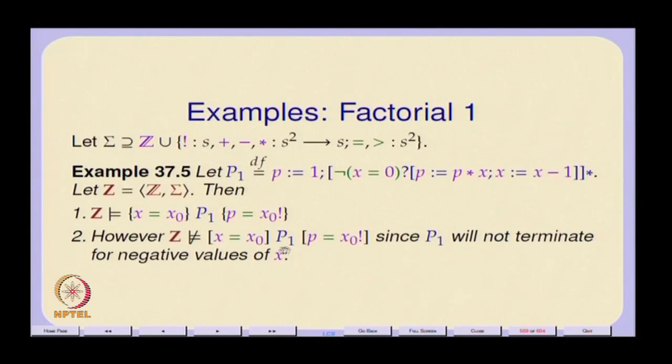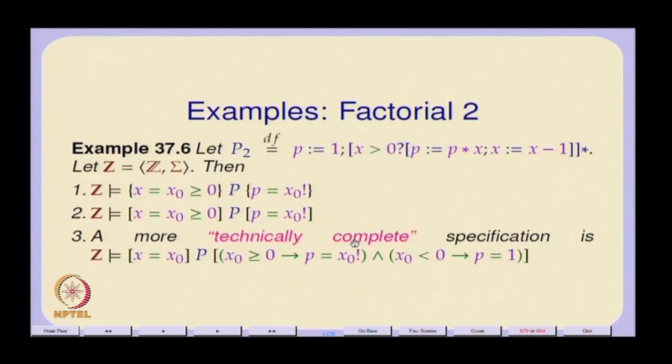This total correctness assertion however is not valid, because there is no guarantee of termination and this program might actually not terminate. If x0 is negative, then of course the program is not going to terminate. So this total correctness assertion would not be valid. Okay, so that's the first thing. The second thing was actually what I gave yesterday as the program last time.